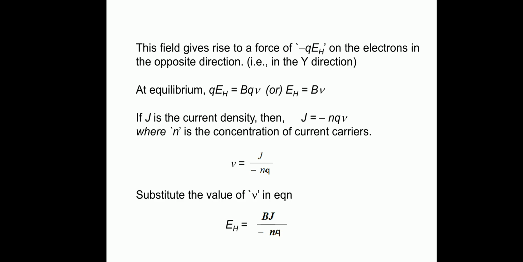And if J is the current density, then we can write J is equal to, as we already studied, the expression for J is minus NQV, where N is the concentration of current carriers. So we can write V is equal to J by minus NQ. Then we replace this value in the equation EH is equal to BV. So you will get EH is equal to B into V, with V now J by minus NQ. So our electric field equation is BJ by minus NQ.